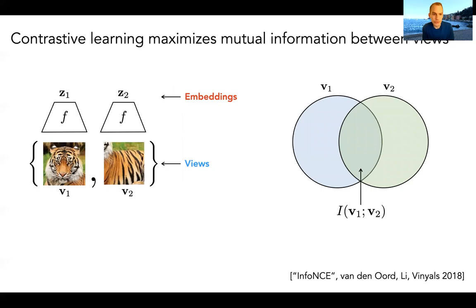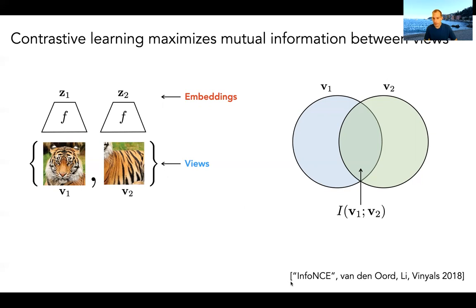Okay, so let me introduce the information theoretic story of contrastive learning. This was popularized by the InfoNCE objective in the van den Oord et al. paper, CPC. We have the same setup as before: two different views of an image, maybe a crop of the tiger and another crop of the tiger. We're going to try to learn embeddings Z1 and Z2.